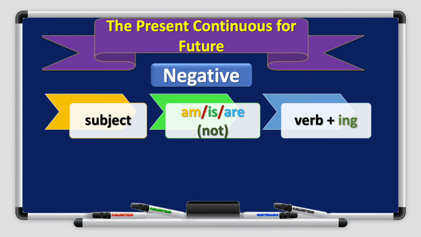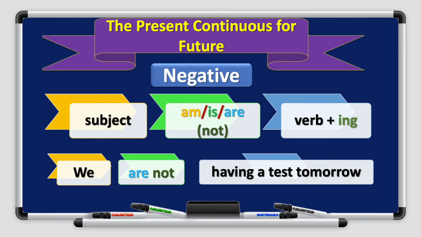What if I want to write a negative sentence? Well, I do one thing. I add one thing to the same present continuous sentence, which is not. So again, we start with the subject, followed by am, is, or are, not. Then verb plus ing. So what did we add here? We added not to make it a negative sentence. Let's look at this example. We are not having a test tomorrow. So I can see that it's a negative sentence here.